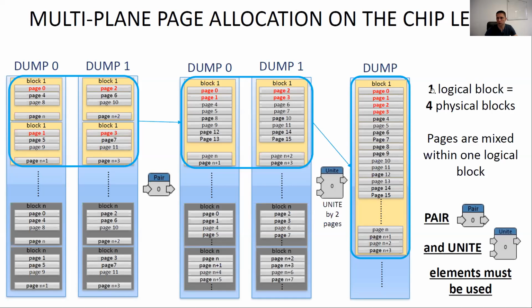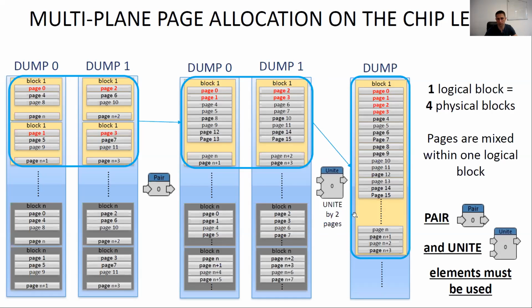In this situation, 1 logical block has the size of 4 physical blocks. Pages, of course, are mixed within 1 logical block. And to remove this mix, you have to use the pair element first and then the unite element. You unite these 2 dumps by 2 pages. That's what you're going to do if you have 2 dumps or 4 dumps or even more dumps and multi-plane page allocation.